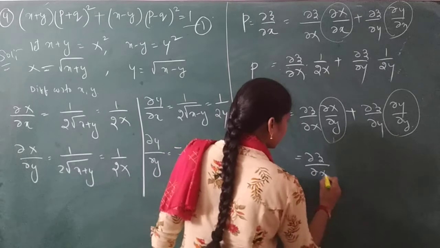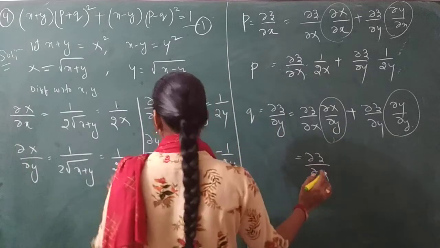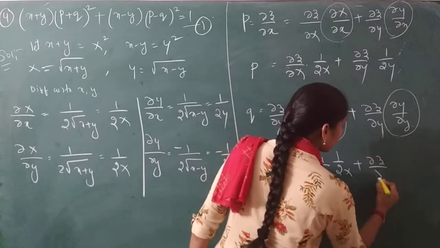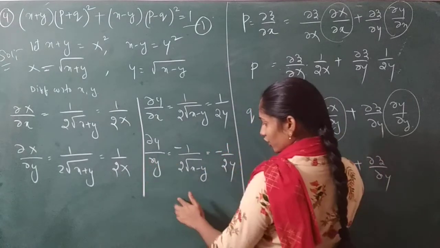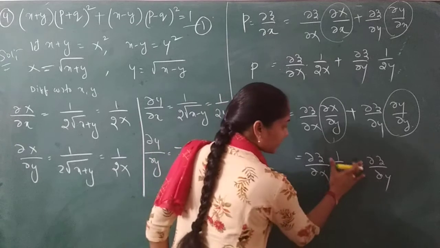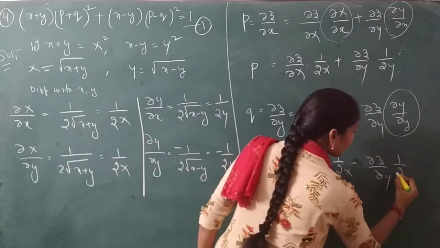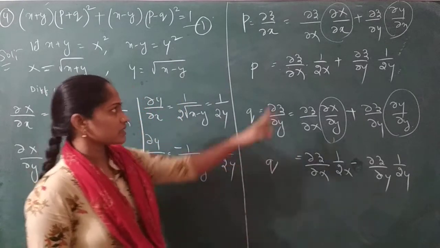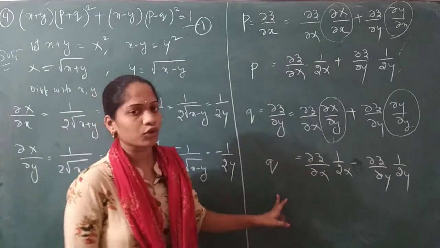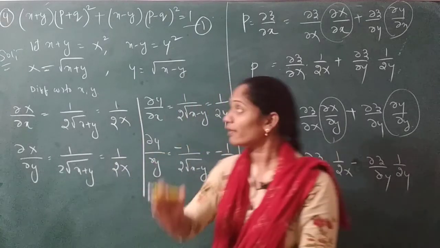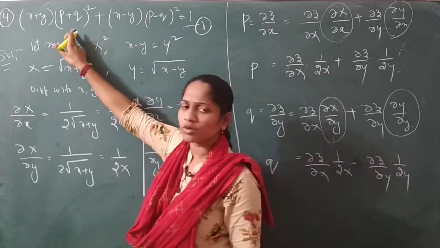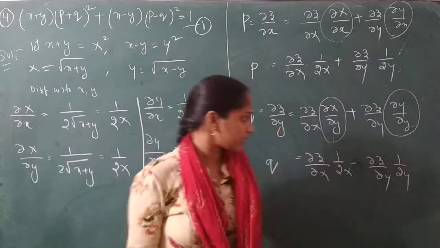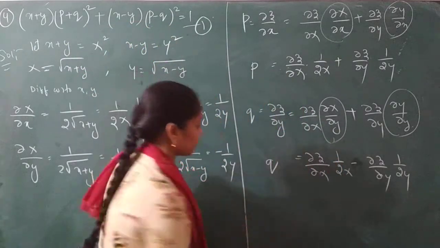∂Z by ∂X, and what is the value for X and Y? 1 by 2 capital X plus ∂Z by ∂capital Y equal to, what is the value here? Minus. So let's write here minus 1 by 2y. So this is the value of Q. So now this is the value of P and this is the value of Q. By seeing the question, that is equation 1, we have the combination P plus Q and P minus Q. So now let's find P plus Q and P minus Q.